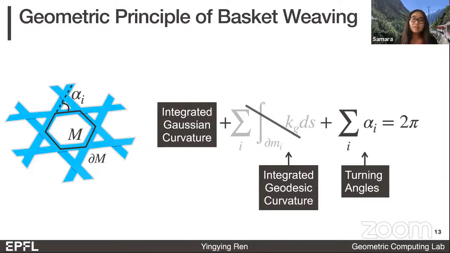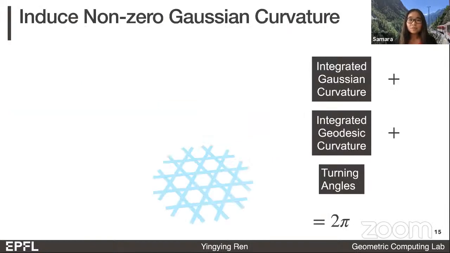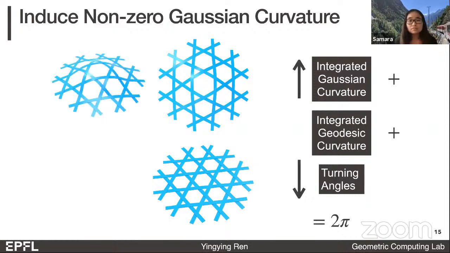By now knowing this relationship, we can start getting more interesting patches. If we start with this regular pattern and push the ribbons around the middle hexagon further apart, we'll decrease the turning angles, and that results in a positively curved patch.